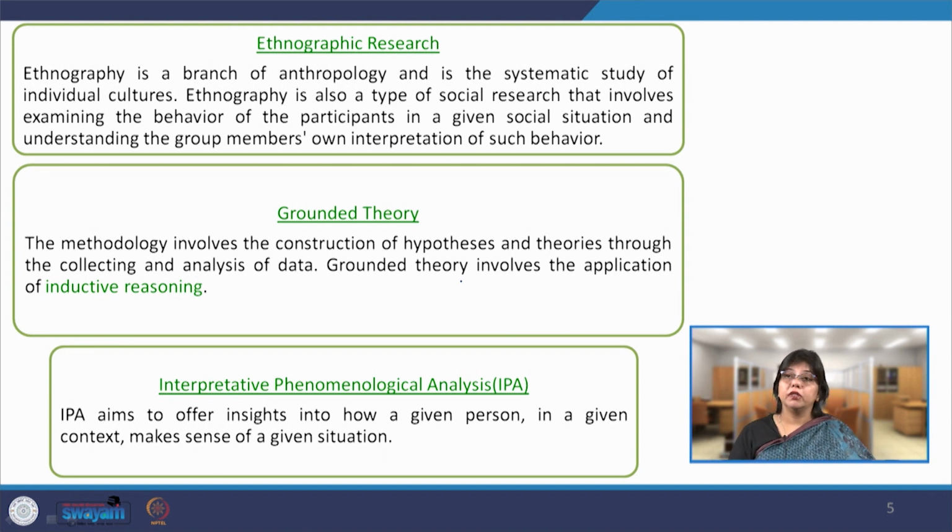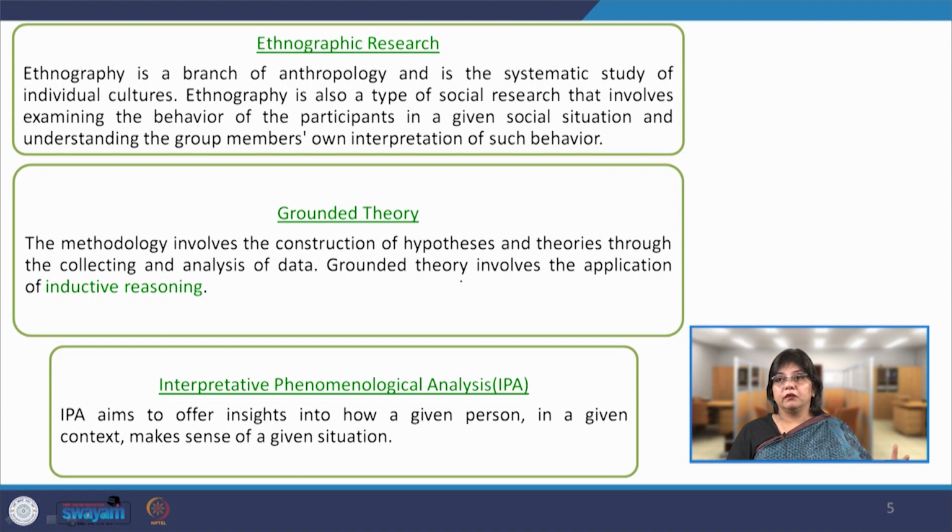The other is grounded theory, which is one of the most recent and prominent research methodology that is being followed in psychology or in social sciences, that is grounded theory. This methodology involves the construction of hypotheses and theories through the collection of an analysis of data. It involves the application of inductive reasoning. So, in this type of research methodology, the theory is being generated while collecting the unstructured data in various forms, and how a hypothesis is being generated.